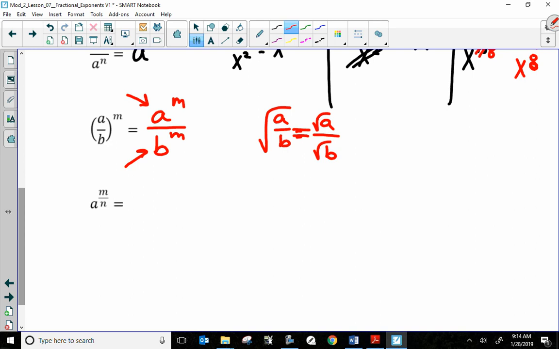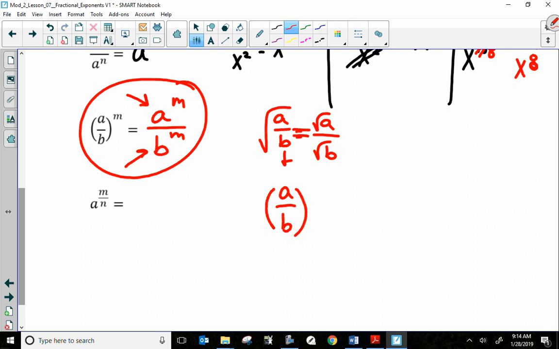And how come this works? Because technically, that's a over b to the 1/2. So that's a to the 1/2, b to the 1/2, which is radical a over radical b. Square root. Remember, square roots.